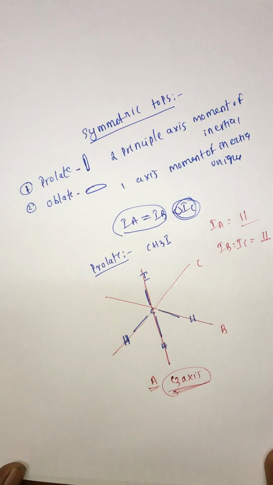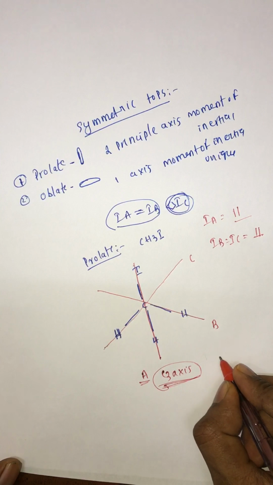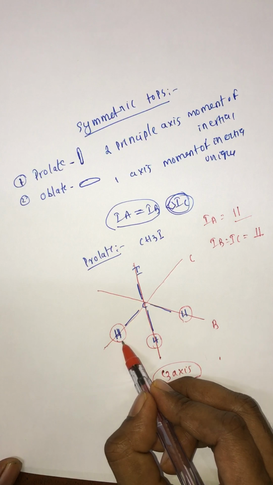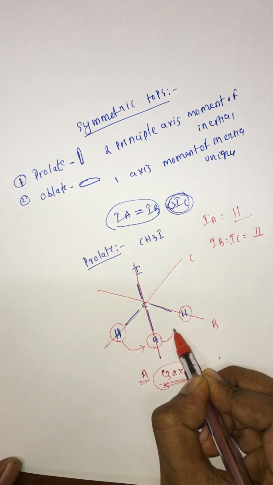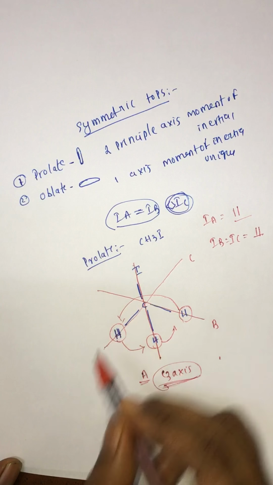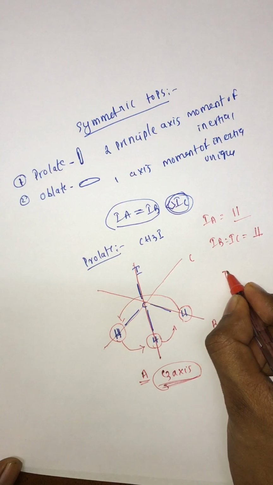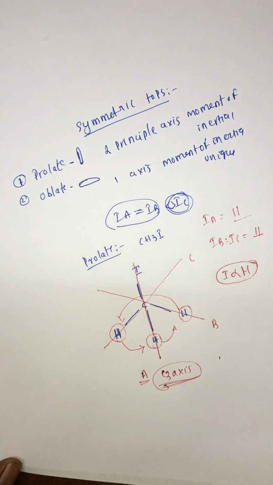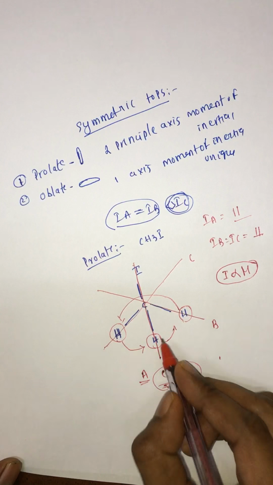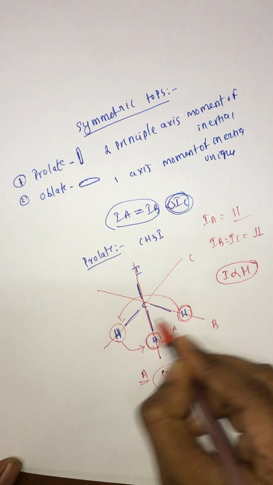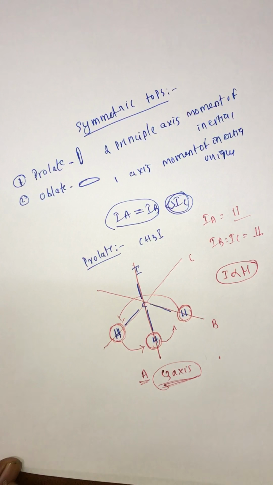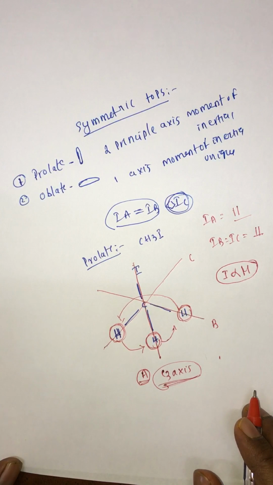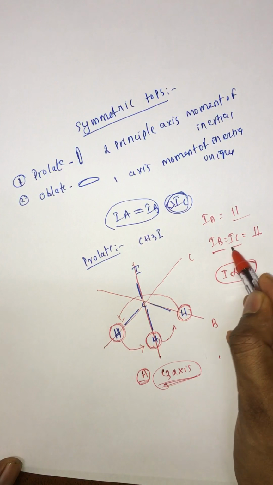Here the C3 axis goes through the hydrogen atoms. As we know, moment of inertia is directly proportional to the reduced mass, and the C3 axis involves lighter atoms, only hydrogen atoms. Because of that, the moment of inertia contributed along the IA axis is very very less as compared to IB and IC.